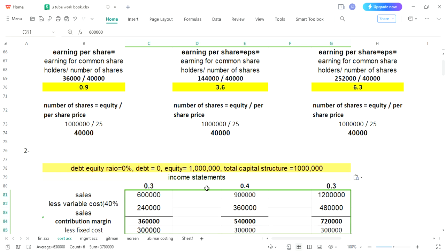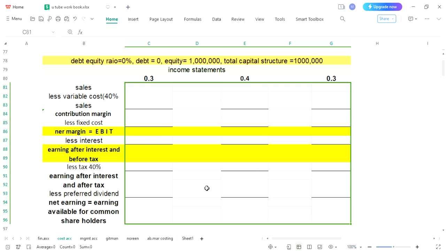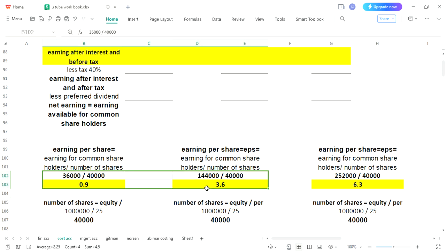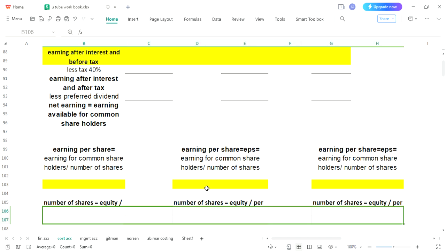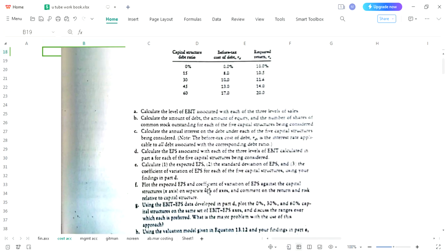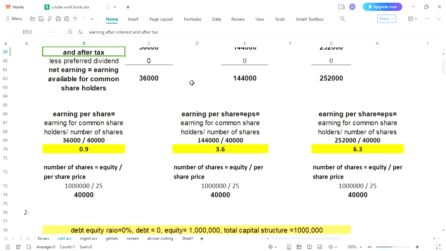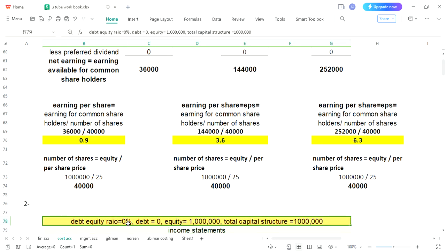We don't need these numerical portions, remove them, and we don't need these calculations as well for the second option. Okay, so come to the question. Our second option, instead of 0% debt equity, we have 15% debt. Change this heading. Our debt equity ratio has been changed from 0 to 15%. So now we will have 15% debt.